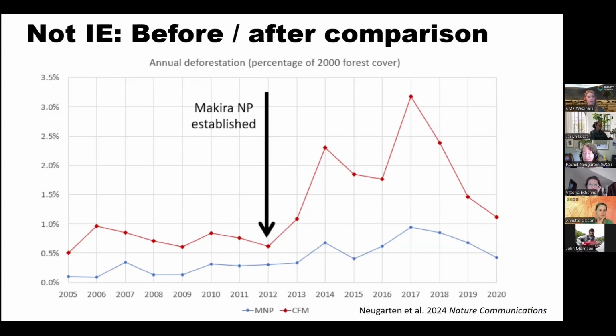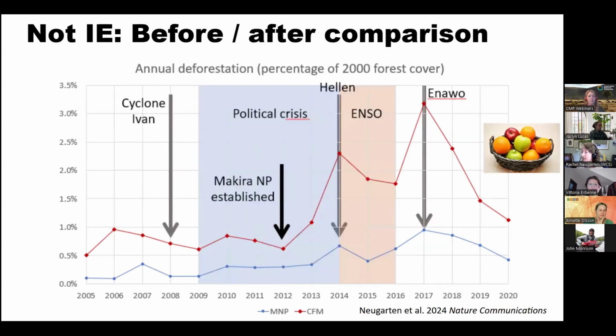But what else happened during that period? This is the problem with these before-after designs. When I started looking at things that happened in time that could have been confounding, there were cyclones, there was a political crisis, there was an El Niño event.